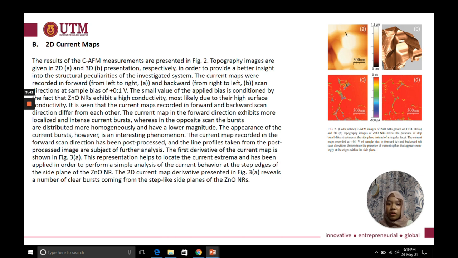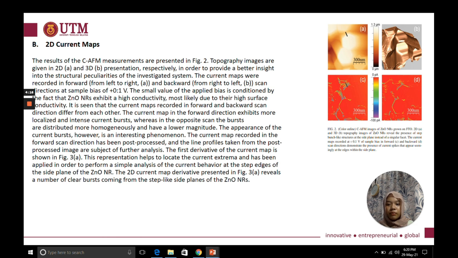The current map recorded in the forward scan direction has been post-processed, and the line profiles taken from the post-processed image are the subject of further analysis. The first derivative of the current map is shown in figure 3a. This representation helps to locate the current extrema and has been applied in order to perform a simple analysis of the current behavior at the step edges of the side plane of the zinc oxide nanorods.